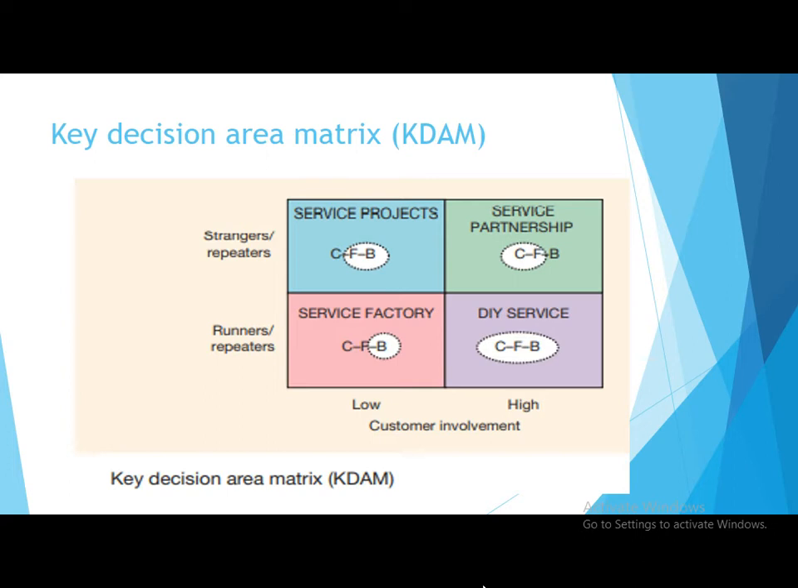The figure identifies four types of decision area: the area within the dotted line, in the relationship between C, F, and B, that is customer, front office, and back office; foreigners, repeaters, and strangers or repeaters, depending upon the level of customer involvement. Before exploring this matrix further, it is necessary to define what we understand by customer involvement. By this we mean the extent to which the customer is an intrinsic part of the service delivery process and thus can be thought of as a resource for the organization.